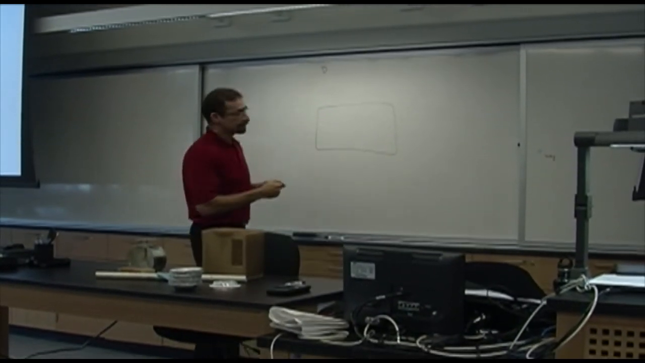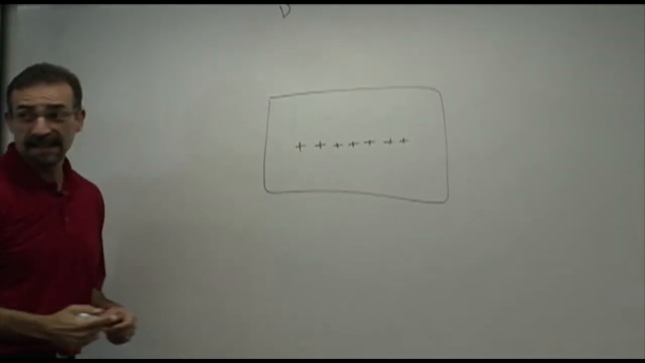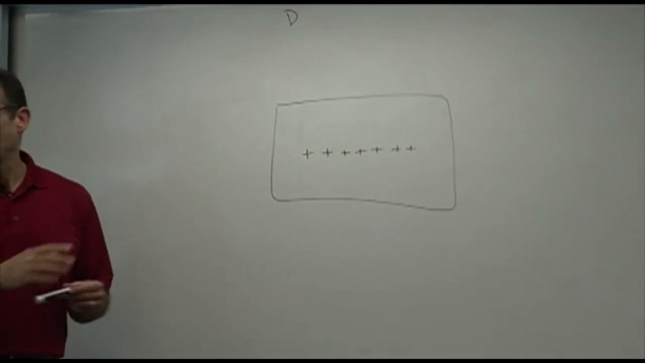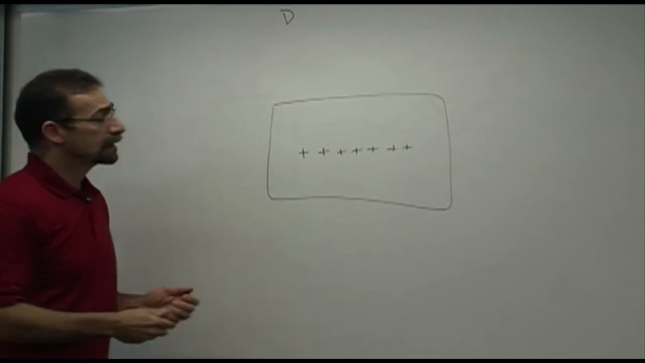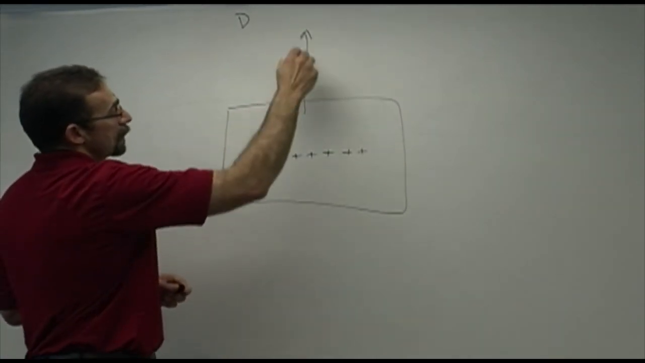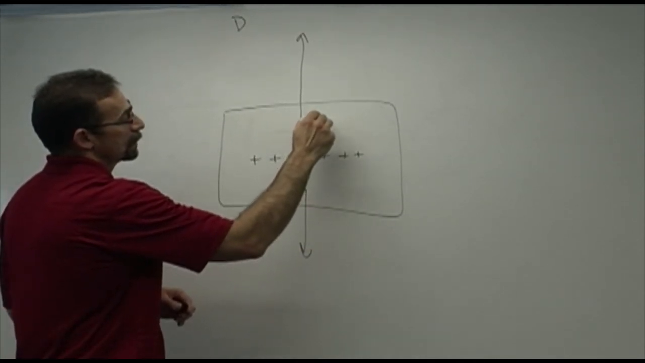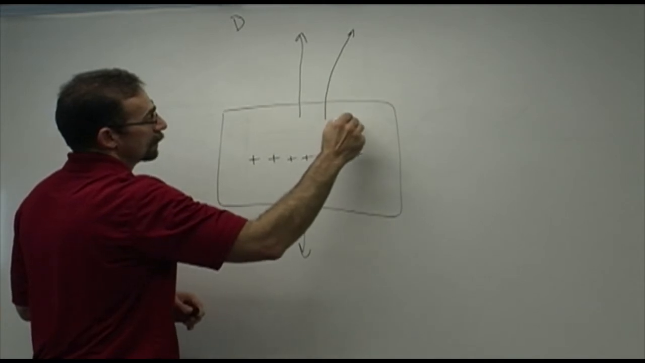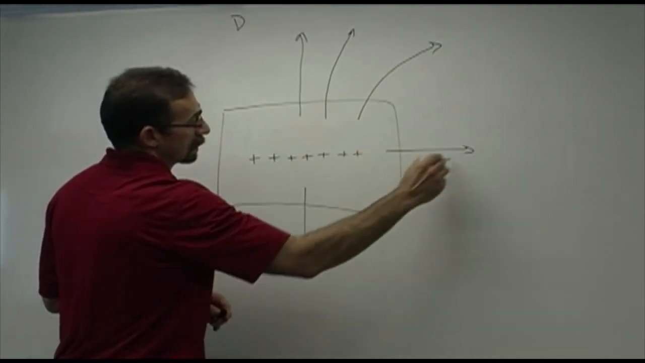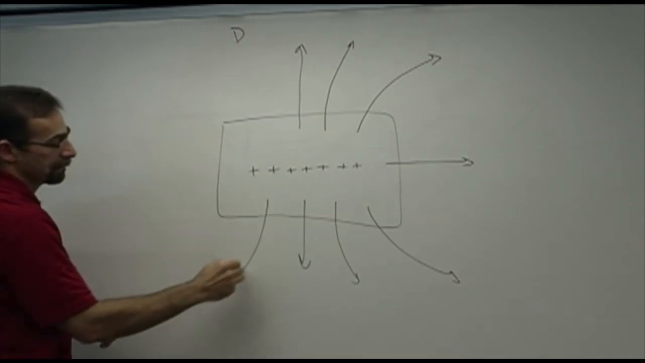What should I do for D? A whole line of them, right? Maybe something like that. Some kind of positive rod. And then what would the electric field look like? In the middle, it would be coming out straight. And then it would start to curve out a little bit. Something like that.